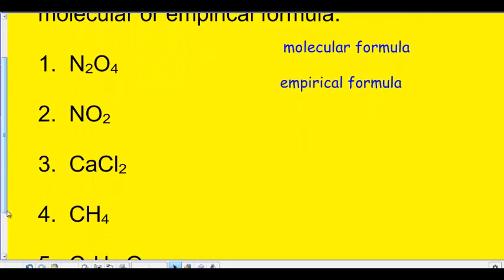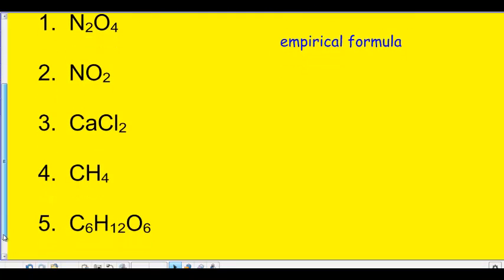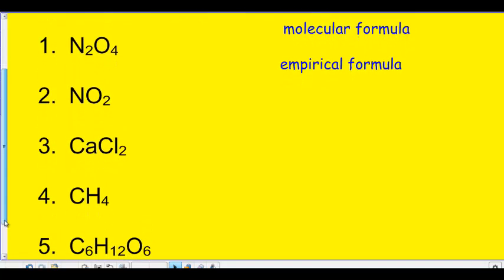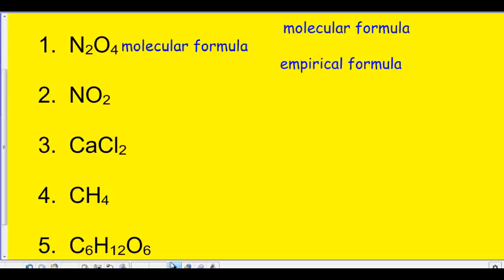So in your notes, you have 5 examples. I would like you to identify them as either empirical, the subscripts are reduced as much as possible, or molecular, the subscripts are not reduced as much as possible. Okay? And basically you just write either molecular or empirical, and I'll do the first one for you. Since 2 and 4 are not in lowest terms, that is a molecular formula.